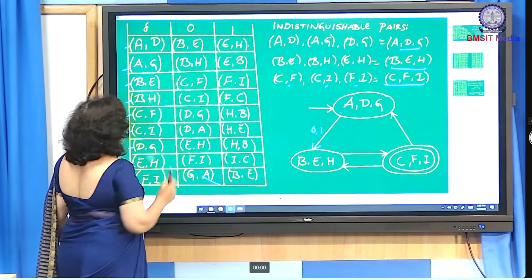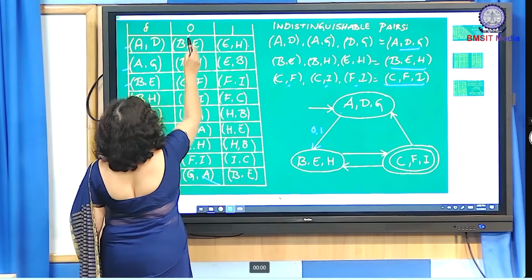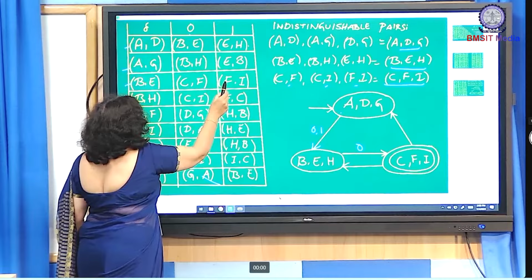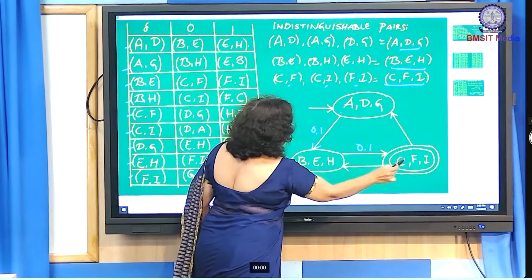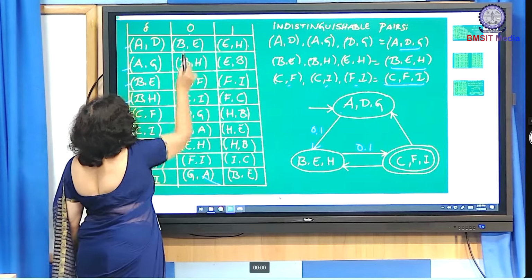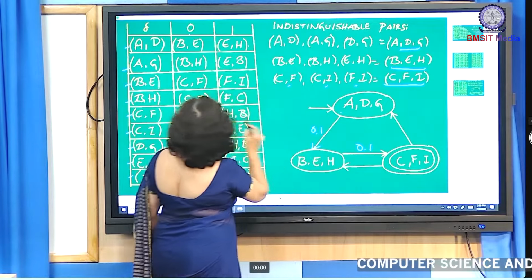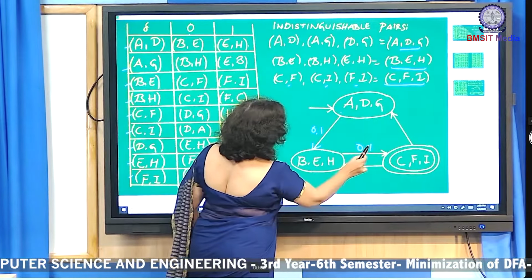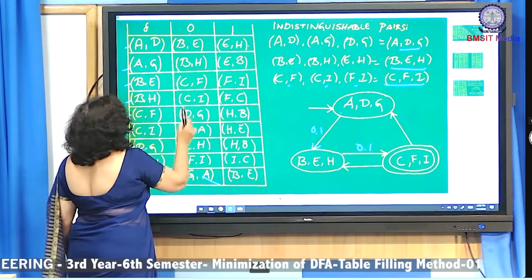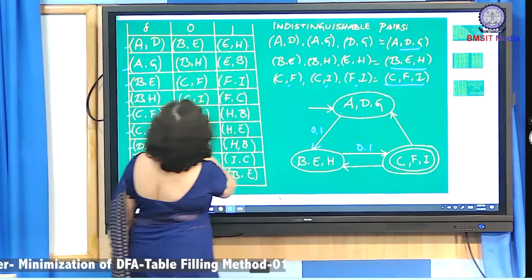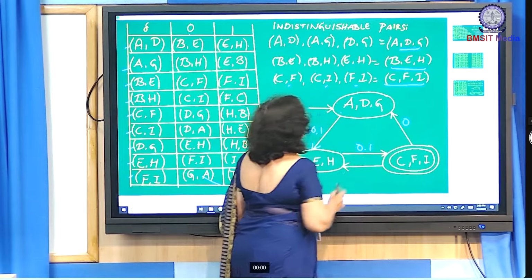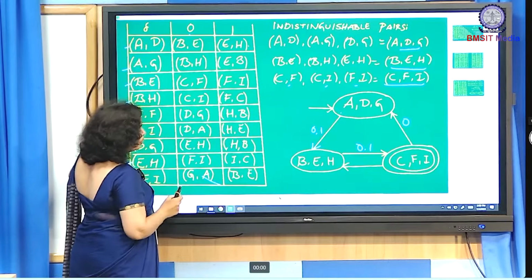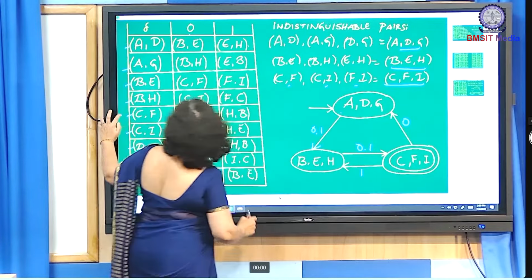BE on 0 goes to CF. BE on 1 goes to FI. BH on 0 goes to CI. BH on 1 goes to FC. CF on 0 goes to DG. CF on 1 goes to BH.